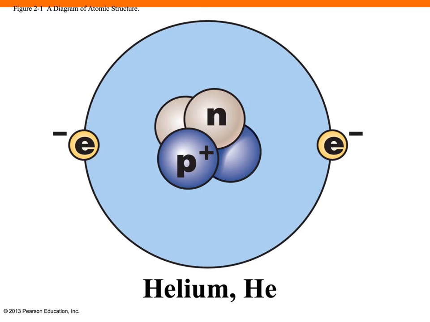This is an example of an atom. You can see the protons and neutrons in the nucleus of the atom and the electrons in the shell surrounding the atom. This is helium.